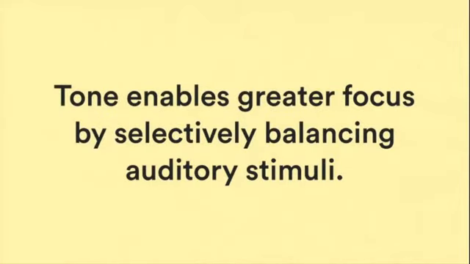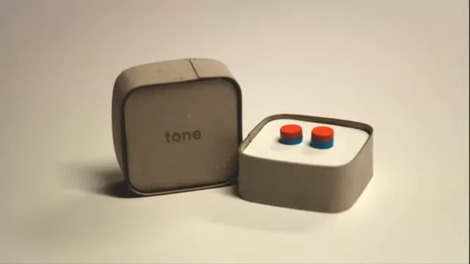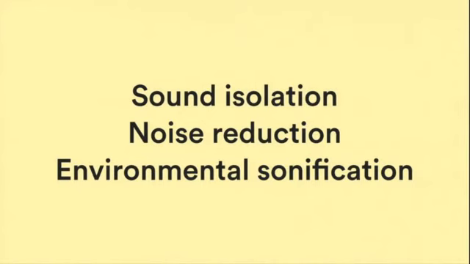And Tone is a device that enables greater focus by selectively balancing auditory stimuli. It comes in the shape of 2 earphones that you can plug in your ears. And while you put them in your ears, they keep the shape of your ear canal because it's made of a soft material. And Tone responds to gestures.